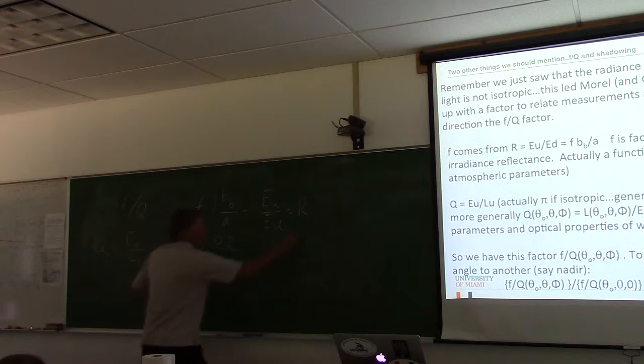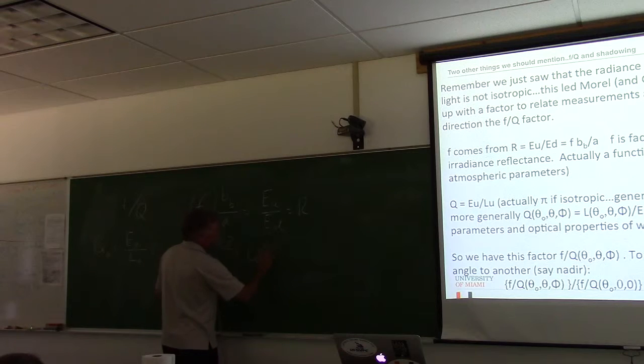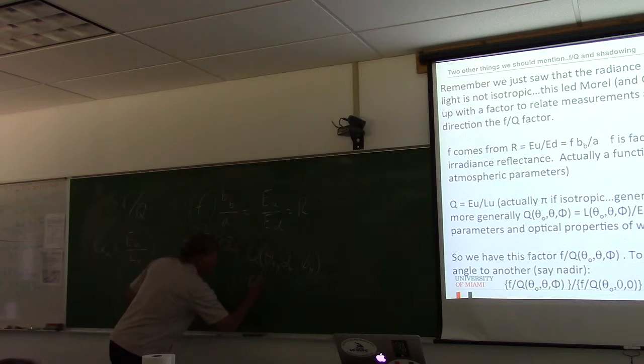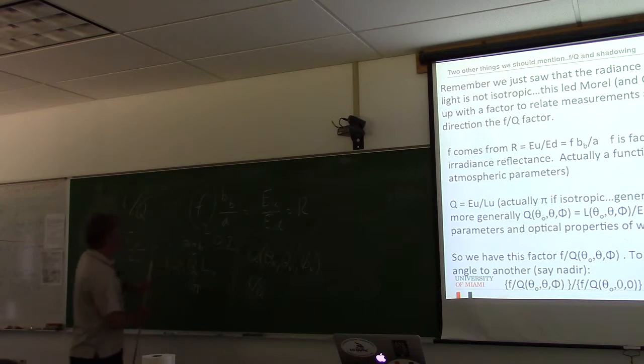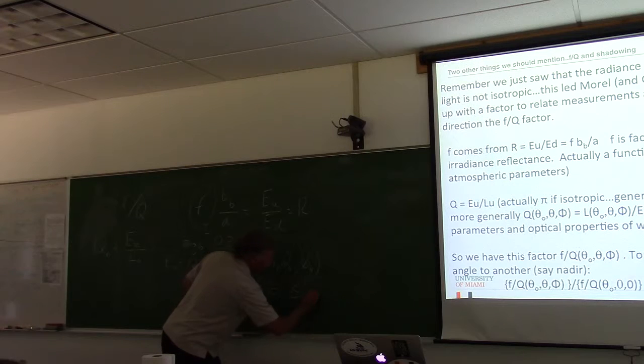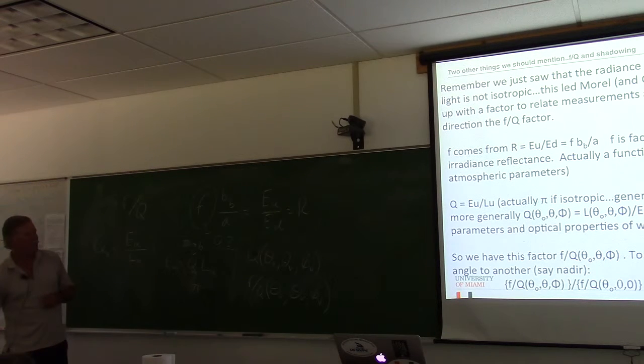So Morel took this idea of Q and extended it to say you had Q, which is a function of solar zenith angle and your two view directions. Okay. And then we have an F over Q factor. It turns out F depends on solar zenith angle, but I'm not going to put that in there. So this F over Q factor is a function of solar zenith angle, view nadir and azimuth relative to the sun.